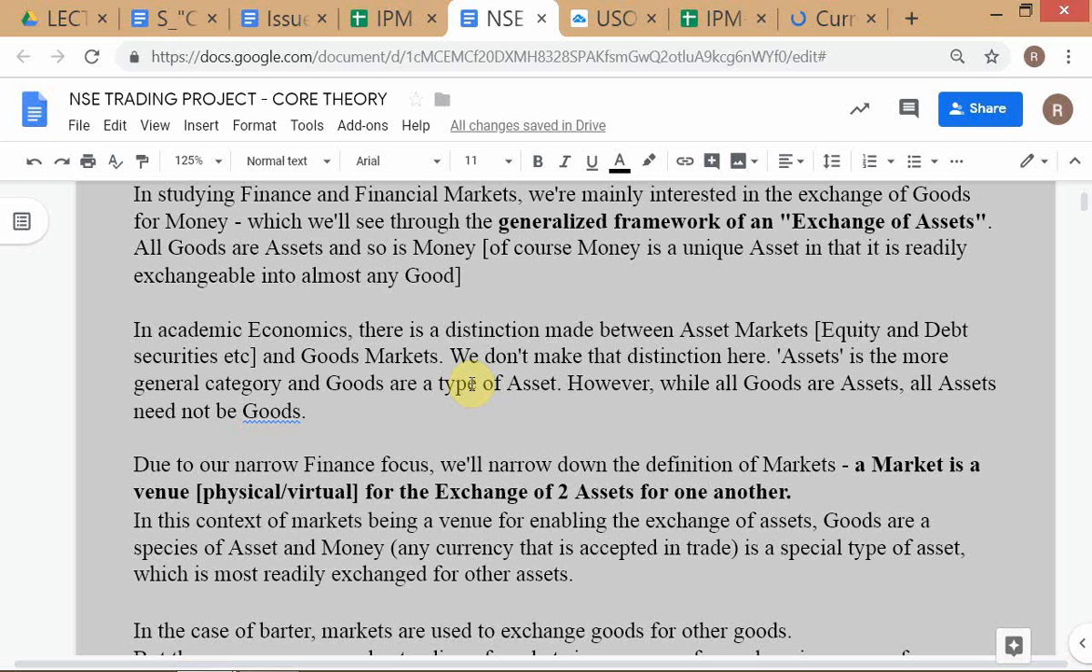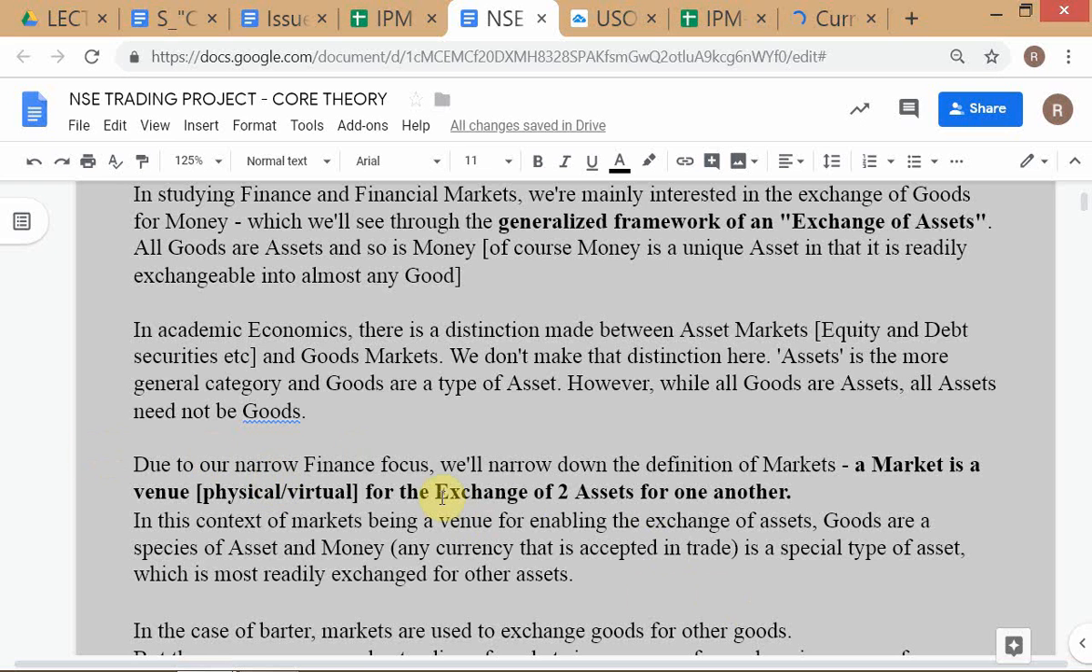Everything is an asset. The concept of asset includes goods. All goods are assets, but all assets need not be goods. Some of the assets are equity and debt securities, which are not really goods in the layman's sense of the term. So the first definition that we encountered is that a market is a venue for the exchange of assets. This will be useful to bring structure to lots of other complicated problems.